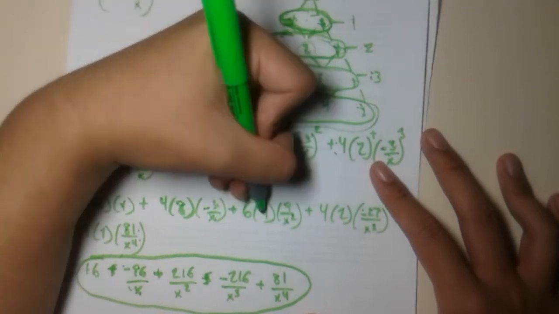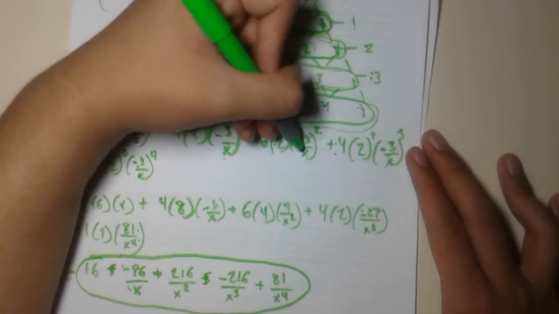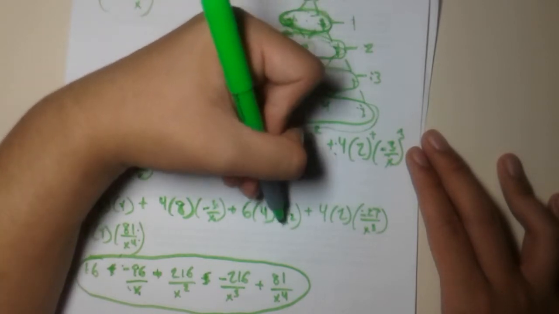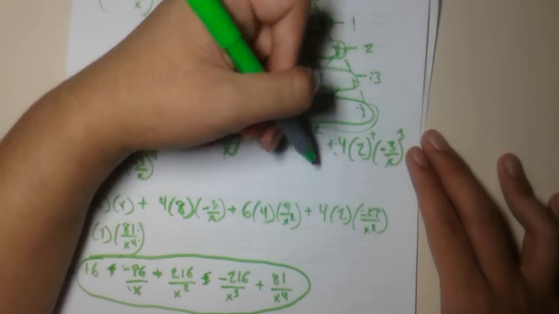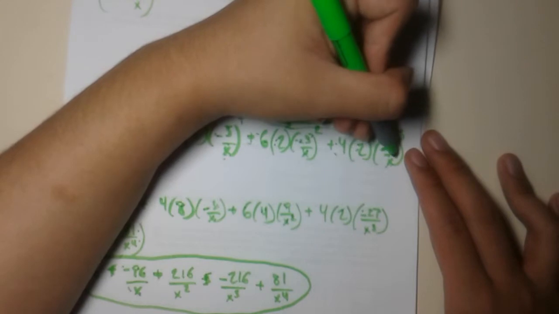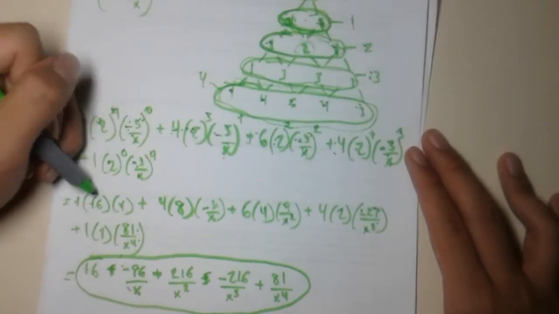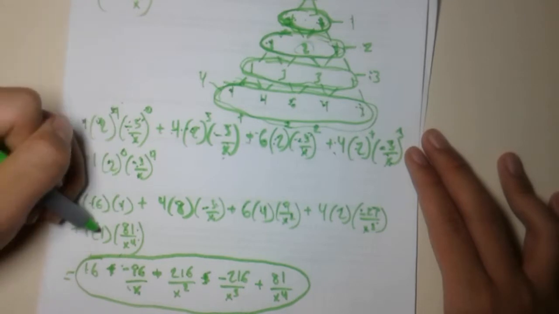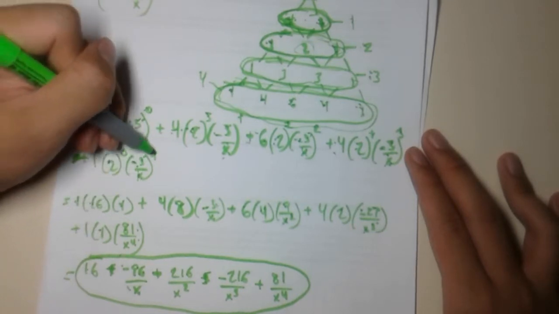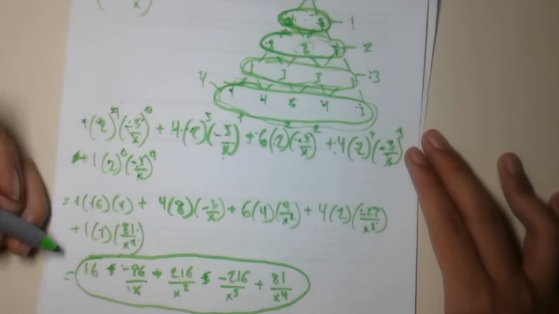2 to the power 2 is 4. Minus 3 over x to the power 2 is 9 over x squared. And 2 to the power 1 is 2. And minus 3 over x to the power 3 is minus 27 over x cubed. And 2 to the power 0 is 1. Minus 3 over x to the power 4 is 81 over x to the power 4.